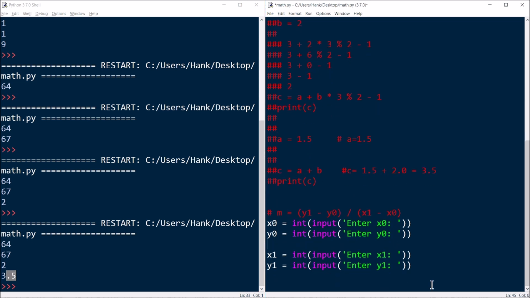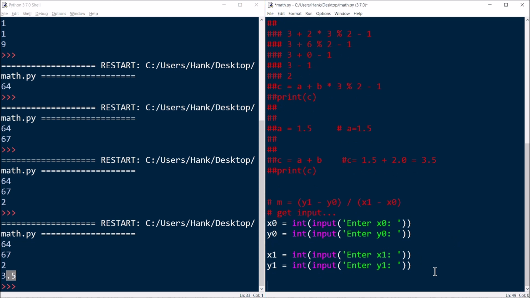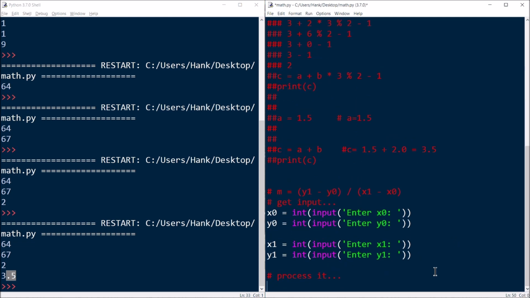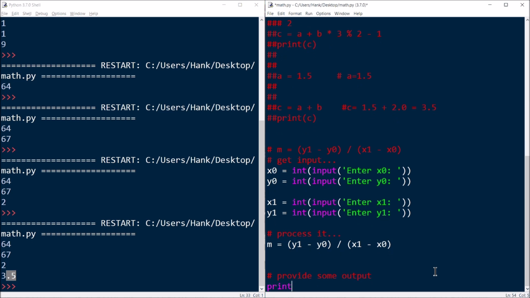I'm going to get the input, and all programs work this way, right? You get the input, then you have to process it in some way. Okay, in this case, I'm going to find that slope using that formula I just told you about. Make sure I'm very careful to write it correctly, and then you provide some output. Okay, so then I'll print the slope is m.